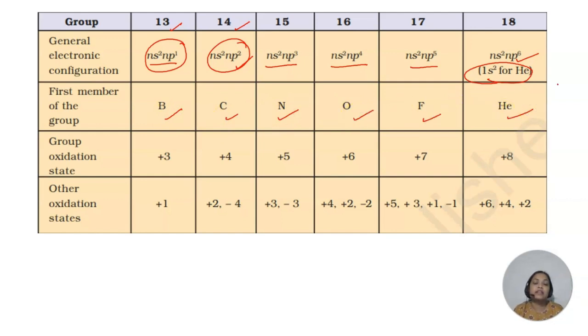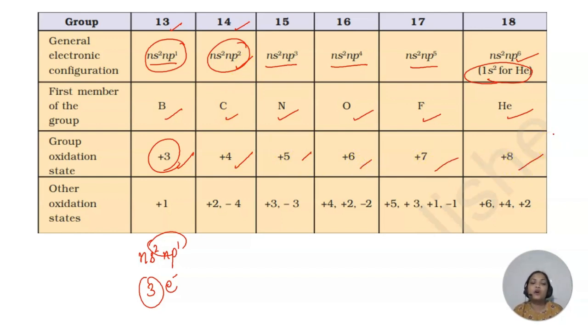Group oxidation state. Now how to find group oxidation state? Group oxidation state is actually equal to the number of valence electrons. Like in group 13 you see ns2 np1. So how many valence electrons are there? 3. 3 valence electrons. So the maximum oxidation state shown by this group is plus 3. Same goes for group 14, plus 4, group 15, plus 5, plus 6, plus 7, plus 8.